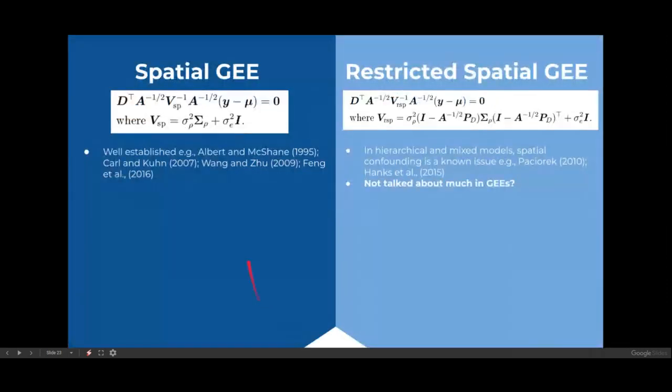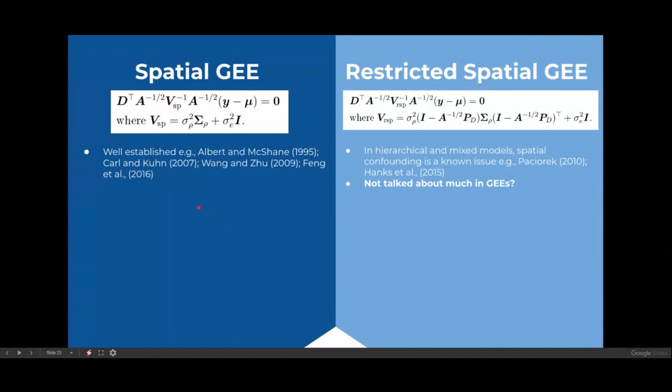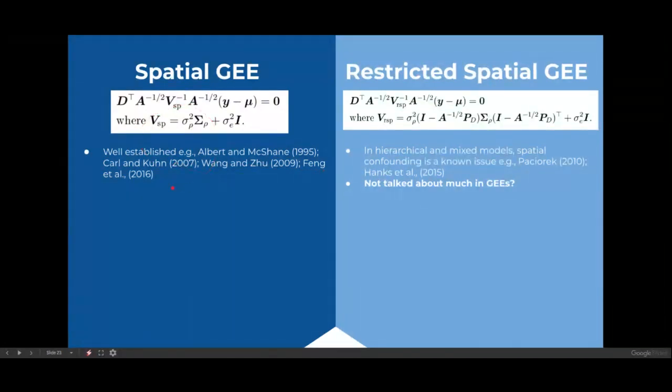And so to summarize where we're at so far, I've got two choices of the working covariance matrix, V_SP, the unrestricted spatial, and the restricted spatial. This effectively leads to two choices of the GEE, the spatial GEE and the restricted spatial GEE. The spatial GEE is pretty well established in the statistics literature since the early to mid-90s. There's been quite a bit of work on spatial GEEs of this form.